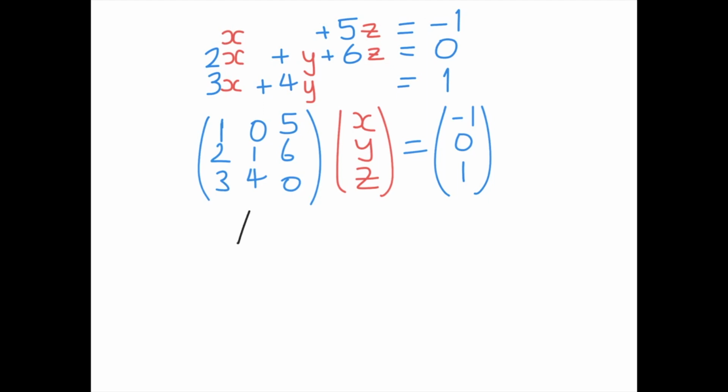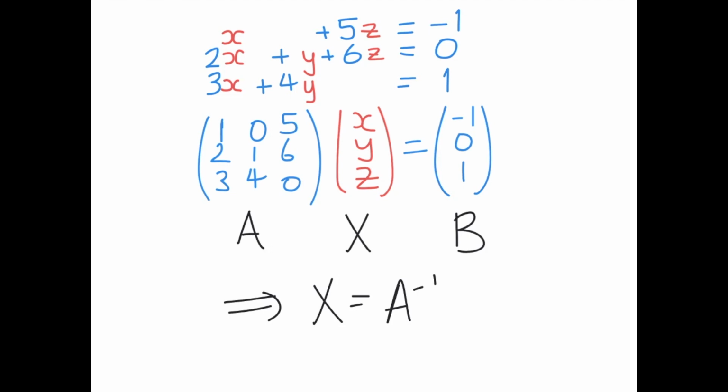Let's call this matrix A, let's call this vector in the middle capital X, and then on the right hand side we've got this vector b. And so we have that A times X equals b. And using linear algebra, we could therefore go ahead and say that X, which is what we're after, is the inverse of A multiplied by b. So that's an inverse there.